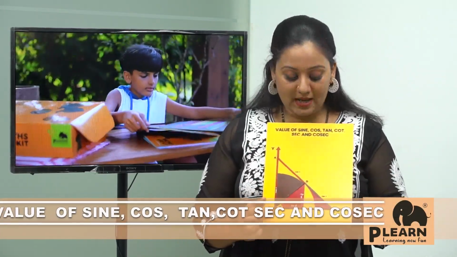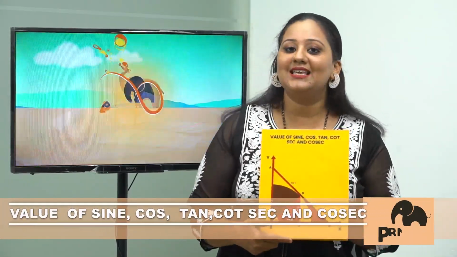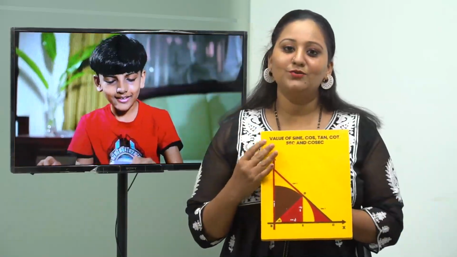Then from this point A to this origin B, this is our cosecant. From the origin B to this point C, which is touching the x-axis, this is the secant. This is how you understand and find out the values of these.